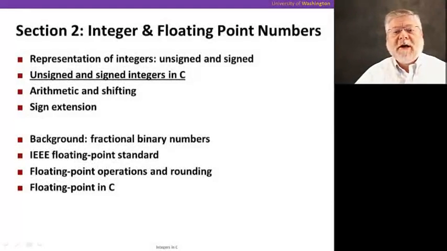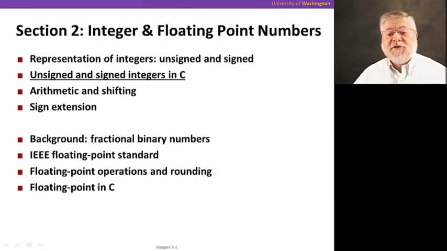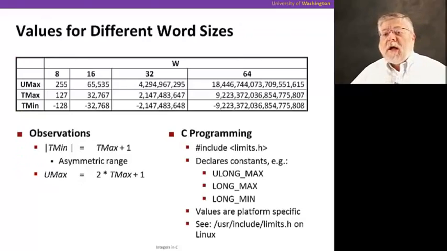Okay, let's talk a little bit about how we handle unsigned and signed integers in the C language, which we'll be using in our first homework assignment. So as I mentioned in the previous video, the numbers that we can represent in both unsigned and 2's complement notation have maximum and minimums. And what we have here is a table that shows what those maximum and minimum numbers are for various sizes of the word. So W of 8, 16, 32, and 64.